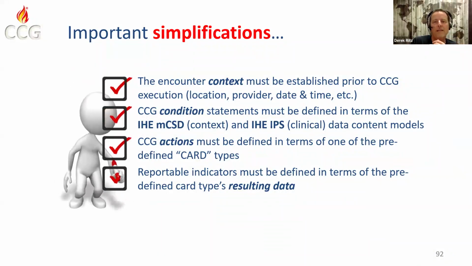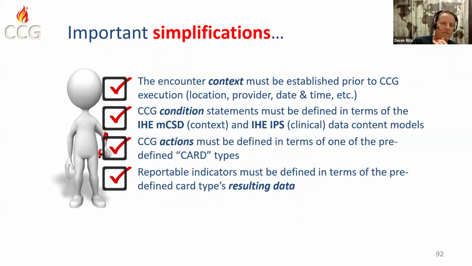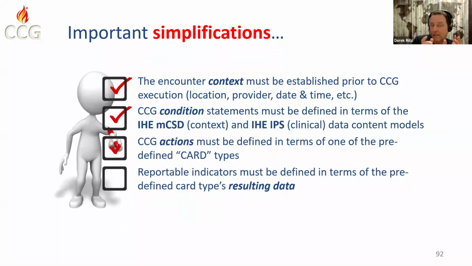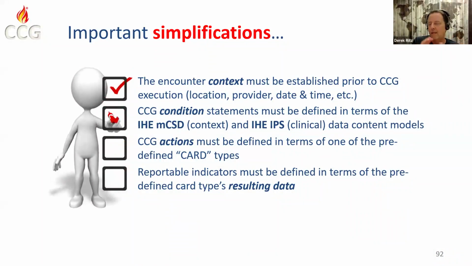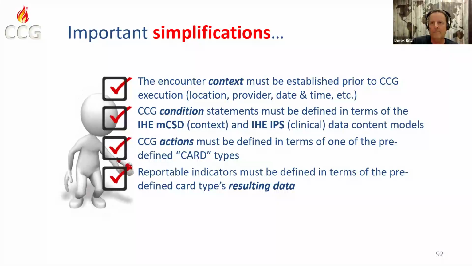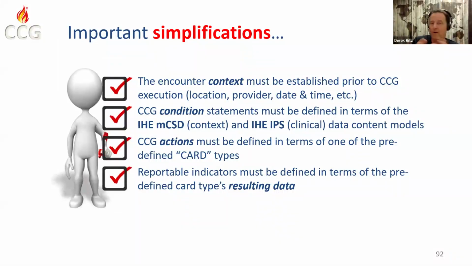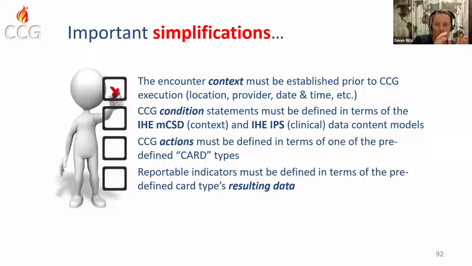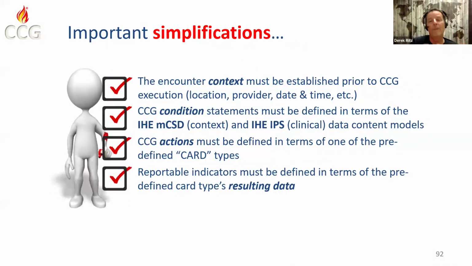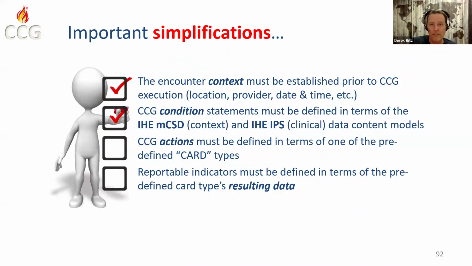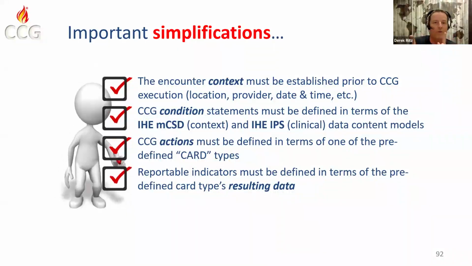All of the CCG condition statements have to be defined in terms of the IHE care services discovery profile, which is how you describe information about providers, information about facilities, information about the services that are provided by that provider at those facilities, and so on. So there's a specification for that, and or the IPS. That's where the person-centric data is. All the condition statements have to rely on those two data models.